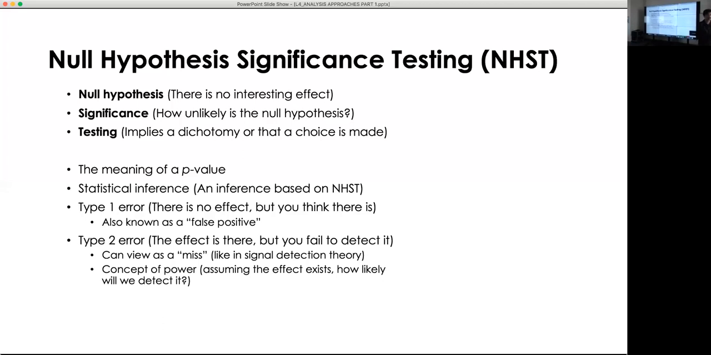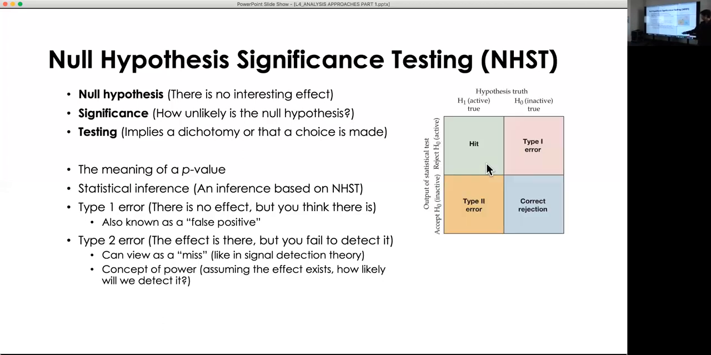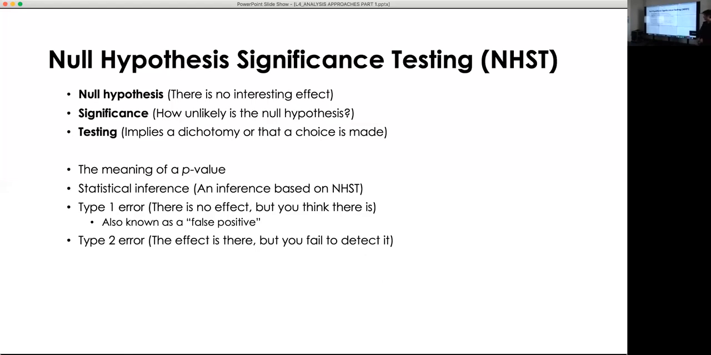Is this on? What happened? I'll just stand here. This was working.